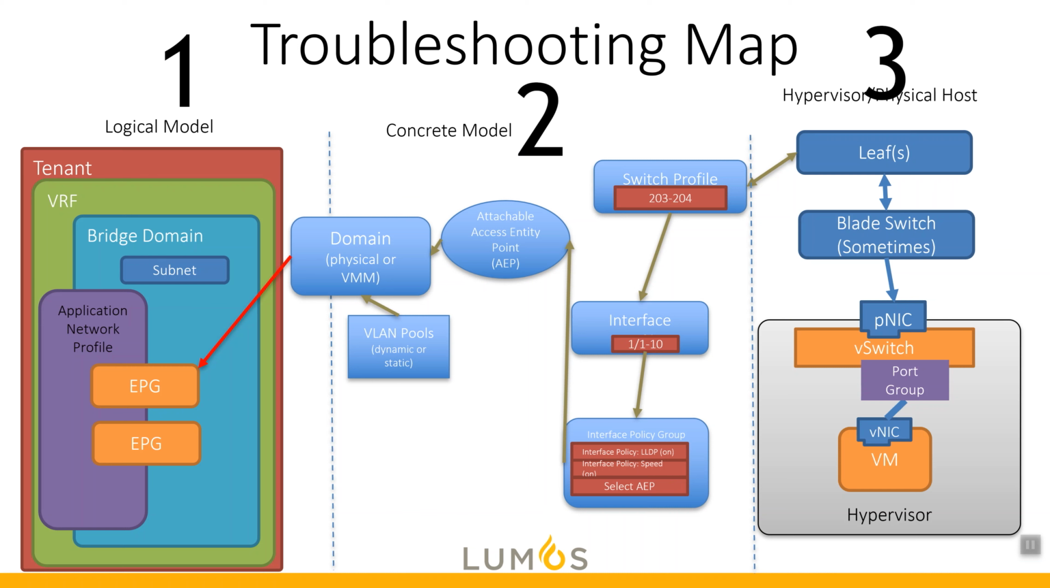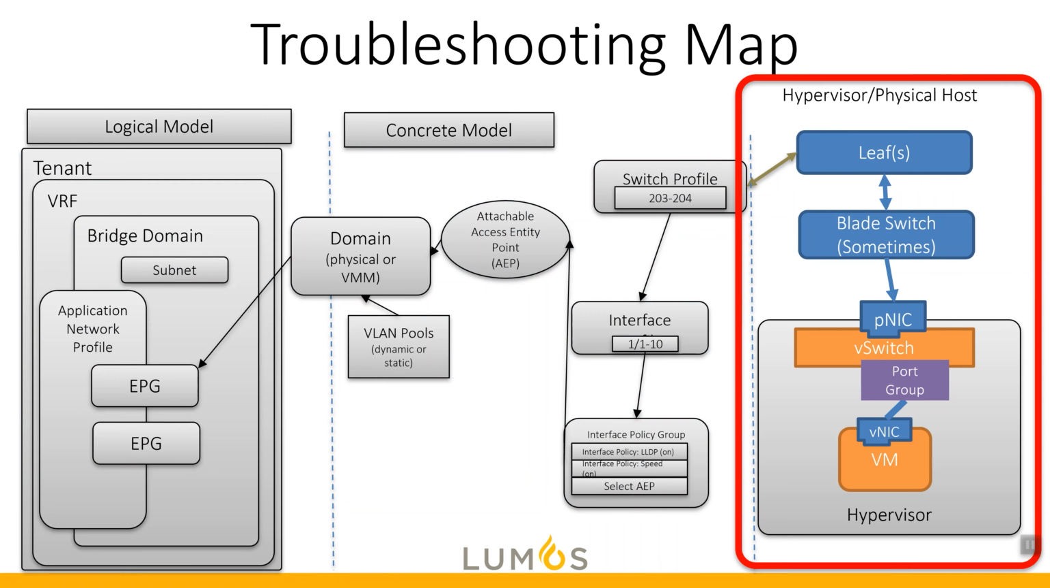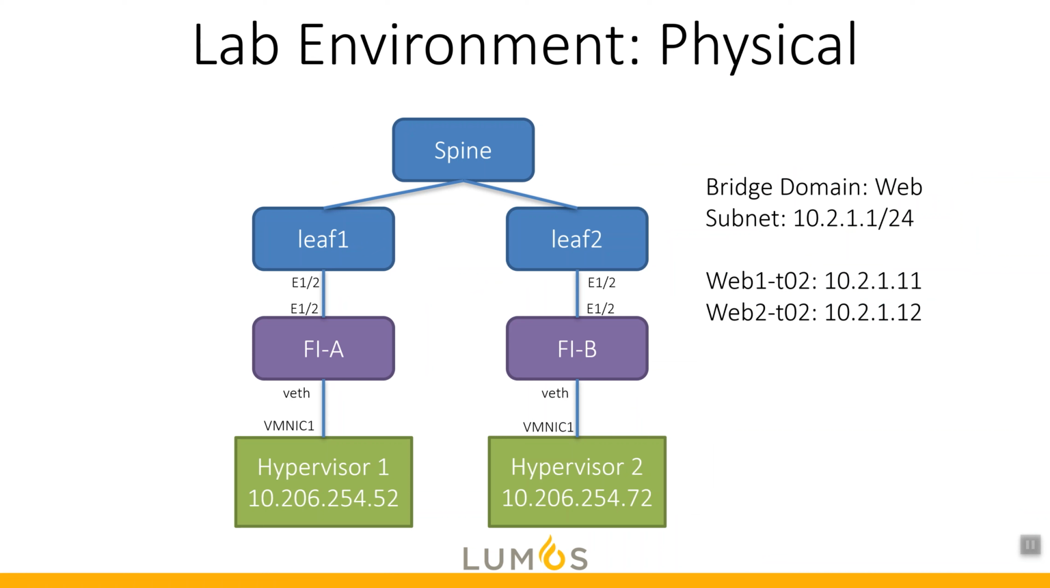First, we have the logical model. That's where we define things like bridge domains and EPGs and subnets. We have the concrete model, or the access policies. That's how we grant physical resources, physical interfaces and VLANs and so forth, to make them accessible to tenants. And then we have the environment, the VMware environment, the Blade switches, whatever they may be, as well as the connectivity up to the leaf. This particular troubleshooting guide is going to cover primarily the environment from the leaf on down to the VM itself.